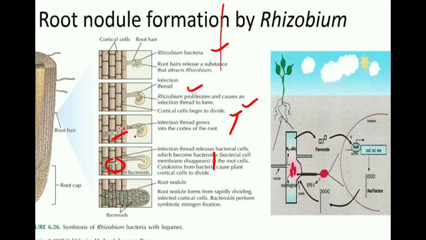A root nodule is formed from the rapidly dividing infected cortical cells. That means as the cortical cells divide at a faster rate, at the same time the bacteria, that is rhizobium, also divide, and due to that the root nodules, or knot-like structures, are formed around the roots.